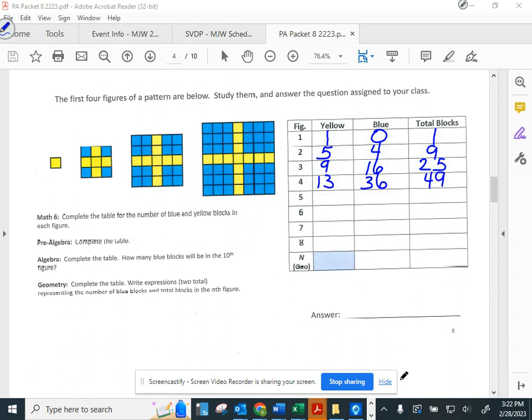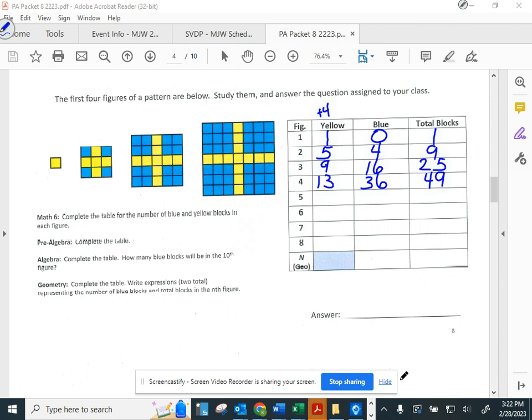So let's see if we can see some patterns going on to help us figure out what we're doing. When I look at this, I'm looking at the yellow column, and I see we go from 1 to 5, 5 to 9, 9 to 13. I'm increasing by 4 every time. So I can easily fill out the yellows.